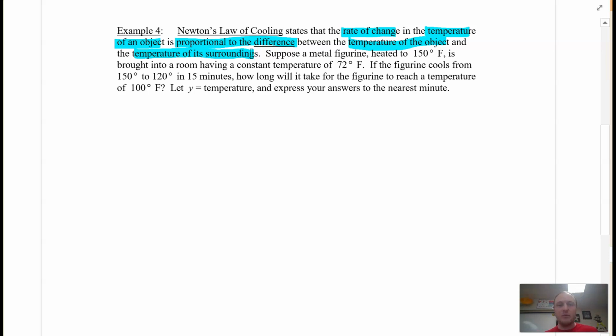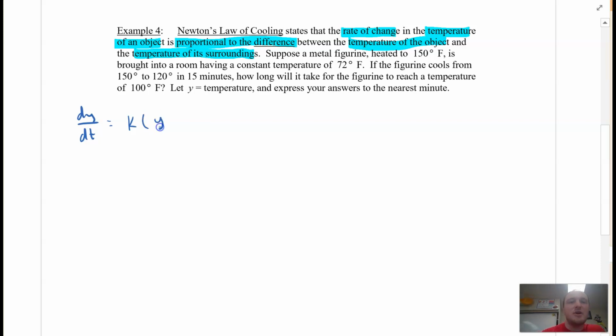And we're going to be working with this, so I want to write an equation to represent this. So the rate of change, which we know is dy, in this case with respect to time, the rate of change in the temperature of an object, is proportional. Remember our proportionality constant we're calling k, is proportional to the difference of the temperature of the object.